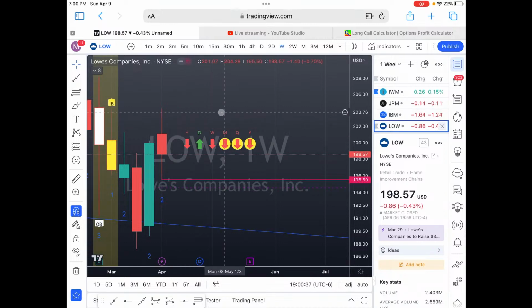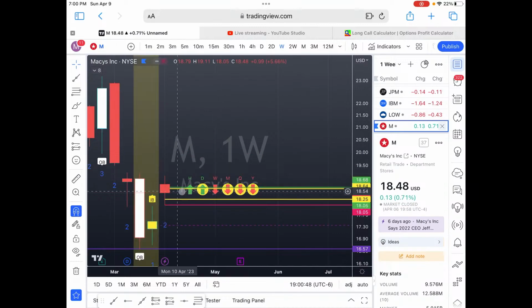We go on to Lowe's, just like we looked at with Home Depot. 2 up red, we're going to look for puts on this one at 195.50, first target to the bottom of this big green candle. Macy's, 2 up red, got a little bit of a gap to fill there. We can look for puts on 180.05 on this bank play. Also an inside bar on Macy's on the daily.